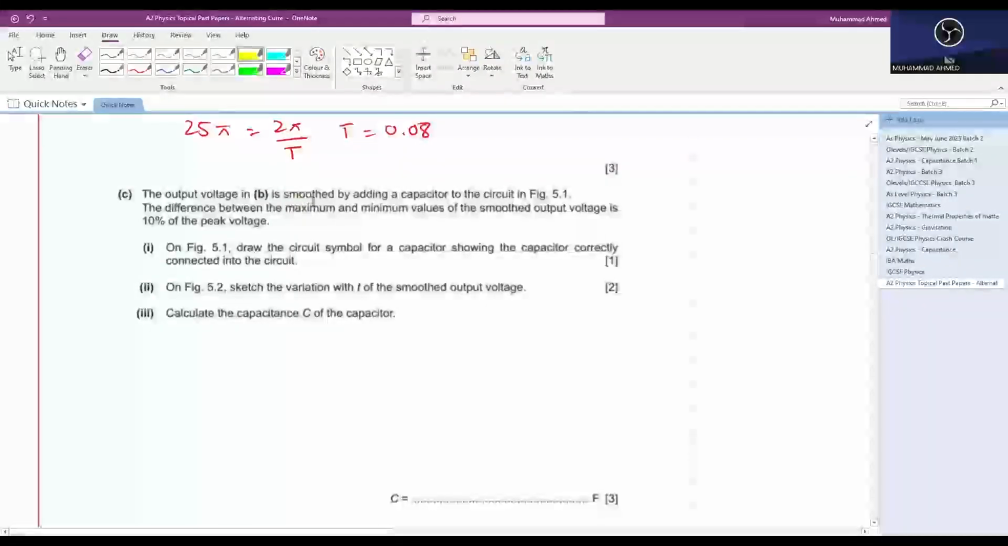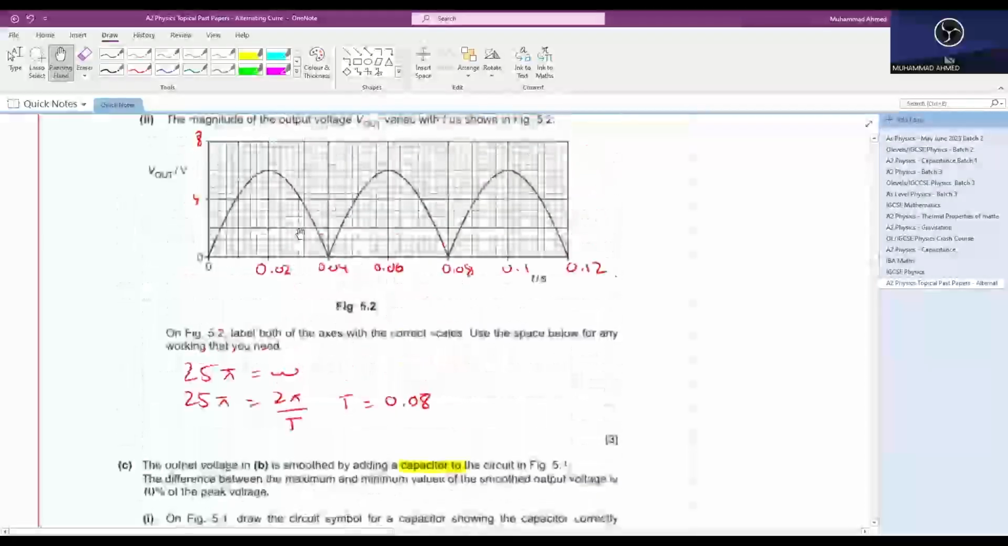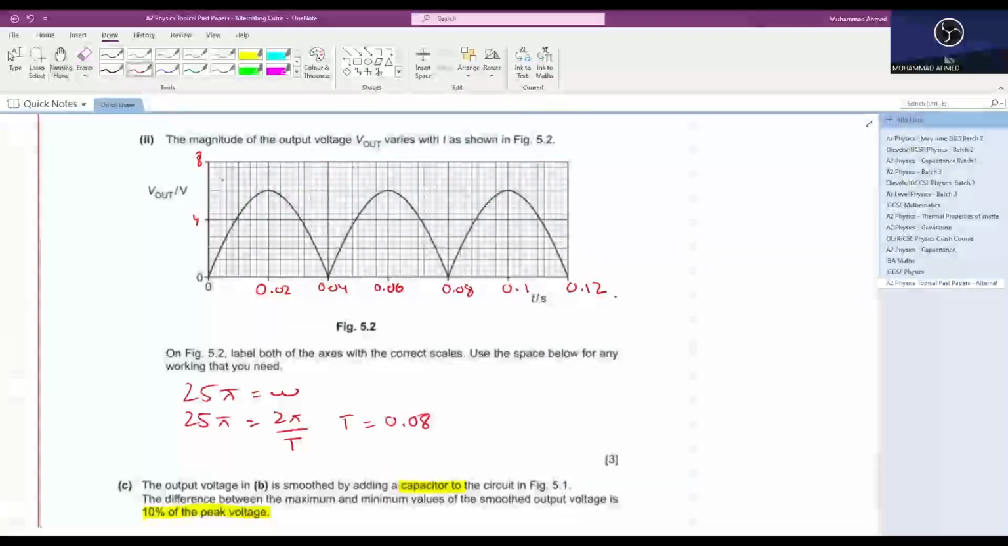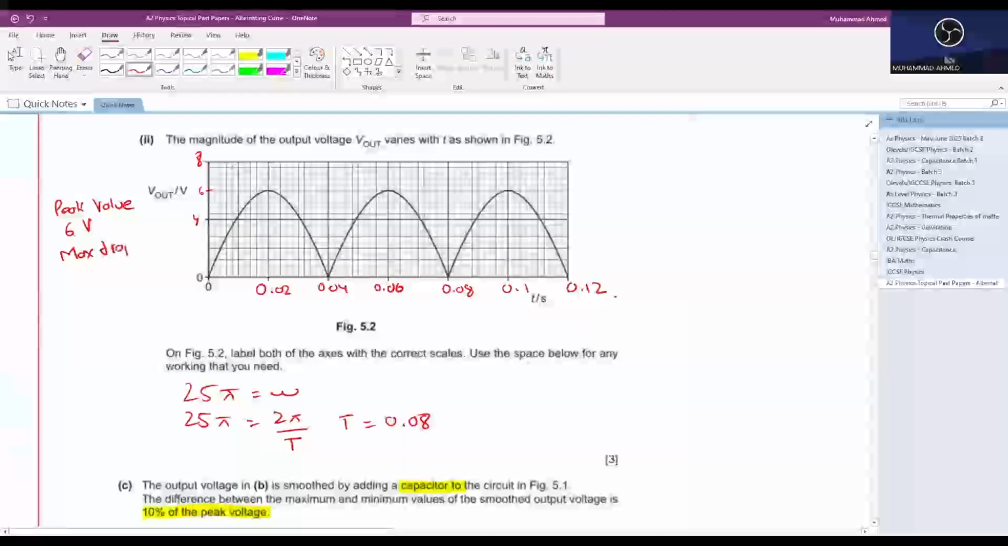The output voltage in B is smoothened by adding a capacitor. Okay. So basically these fluctuations in voltage are smoothened out by adding a capacitor. The difference between the maximum and minimum values of the smoothened output voltage is 10% of the peak value. Okay, what does this mean? This means that if your peak value is, let's say, 6 volts, your maximum drop... you can better phrase it like this: the minimum value after applying a capacitor will be 5.4 volts.